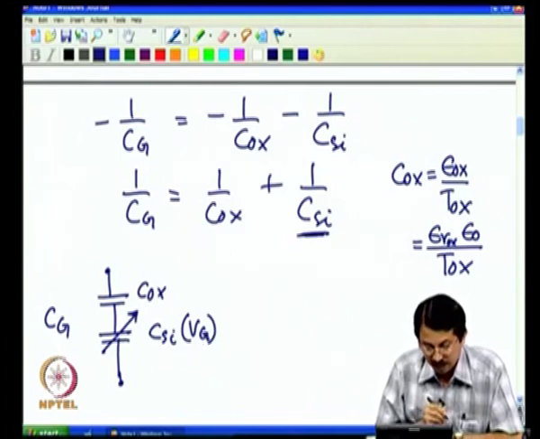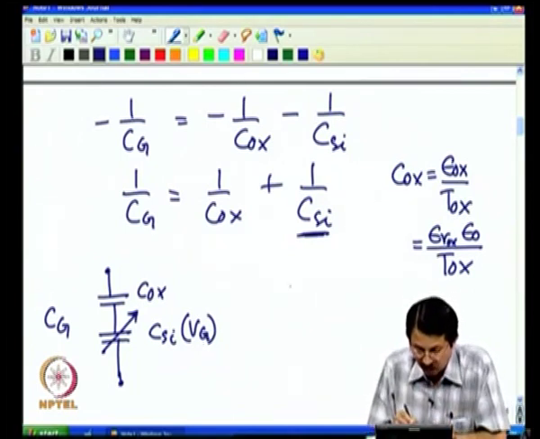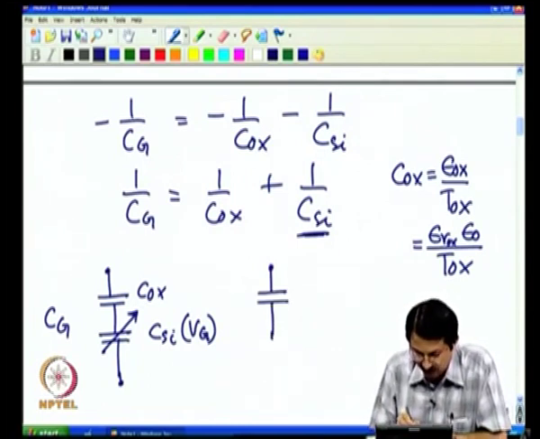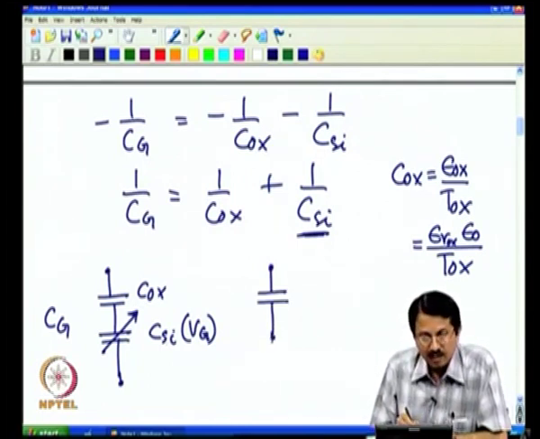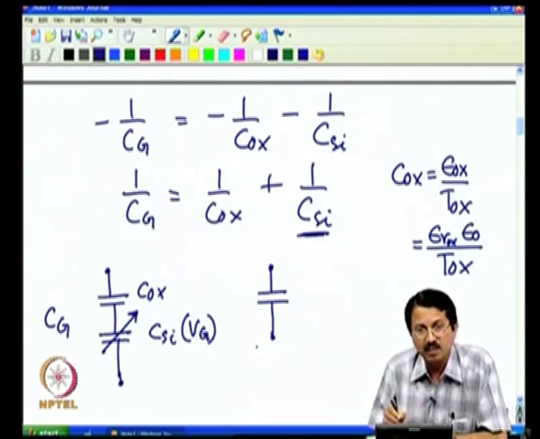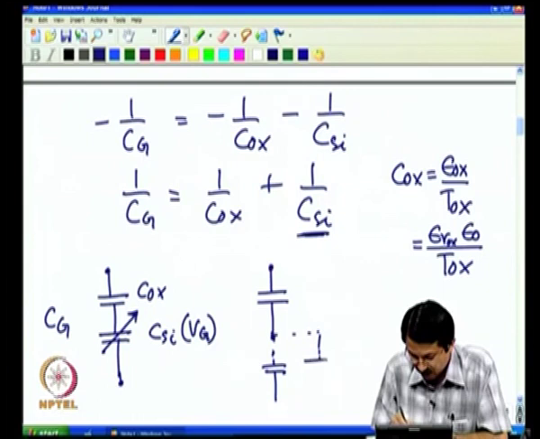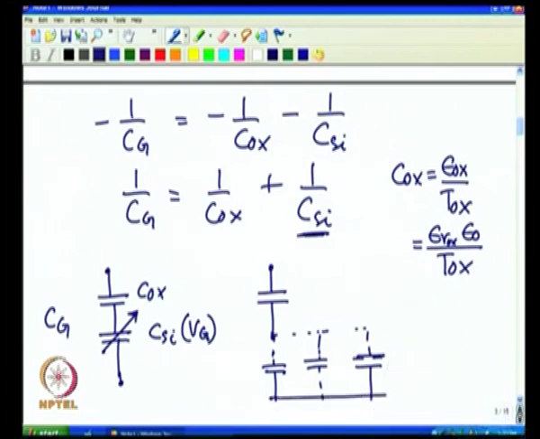Okay. Right. And as I said, you can sort of say that the C silicon, depending on the region of operation, is different, as I mentioned. This can also be shown as something like this. One of these branches is active, that is why I have drawn this as a dotted line.